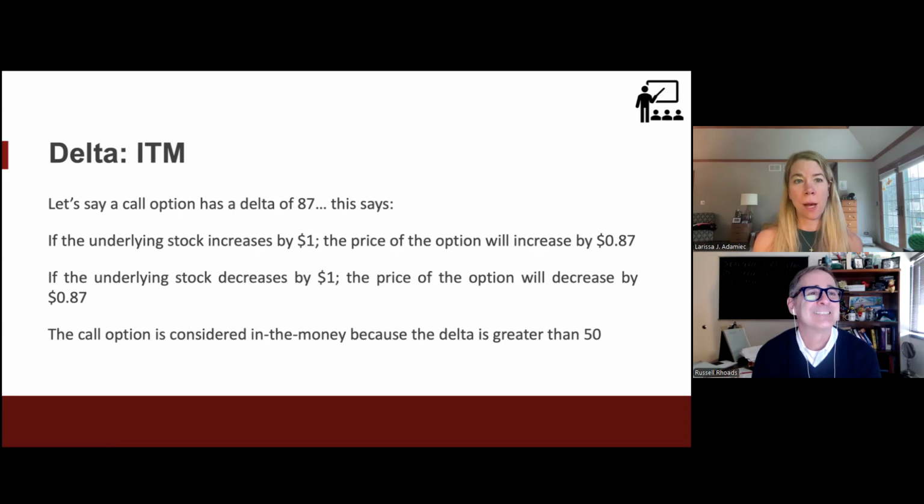Now, an in the money option. Let's say that we have a delta of 87. Okay, so this is greater than 50, so we already know that it's going to be in the money. And again, it's saying that there's an 87% chance that this option is going to finish in the money. Very similarly, if the underlying goes up by $1, this option is going to go up by 87 cents. And if the underlying goes down by $1, this will decrease by 87 cents. So now we can start to see that this option is behaving very similarly to the underlying.